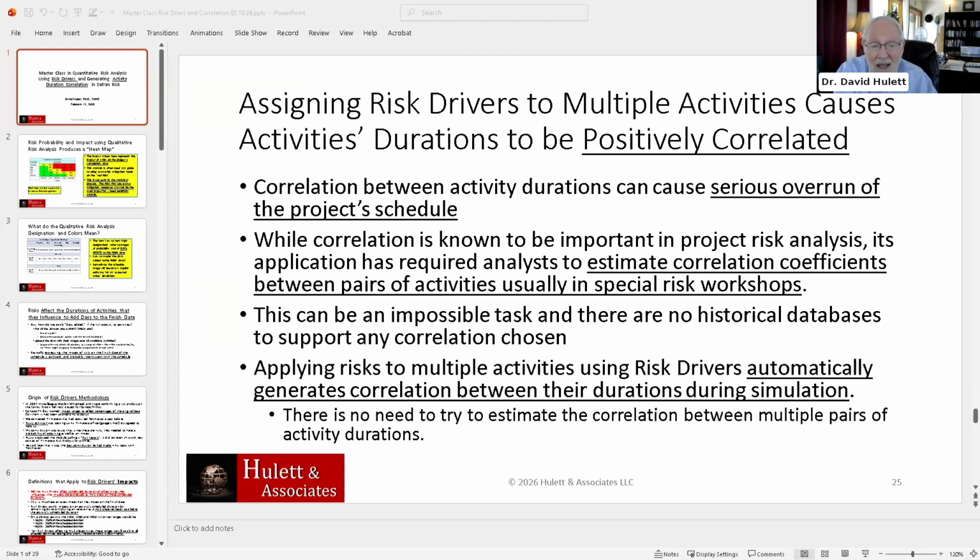The thing is, this correlation between activity A and activity D is important. That's what this slide's all about. Correlation is important. Everybody knows correlation is important. Nobody knows what correlation is, or what value to give correlation between activity 1 and activity 23, or activity B and activity Z. So now correlation don't be important. Its applications always require analysts to estimate correlation coefficients between pairs of activities, usually in specialty workshops. And guess what? These are difficult. And so let's just go to the next slide.